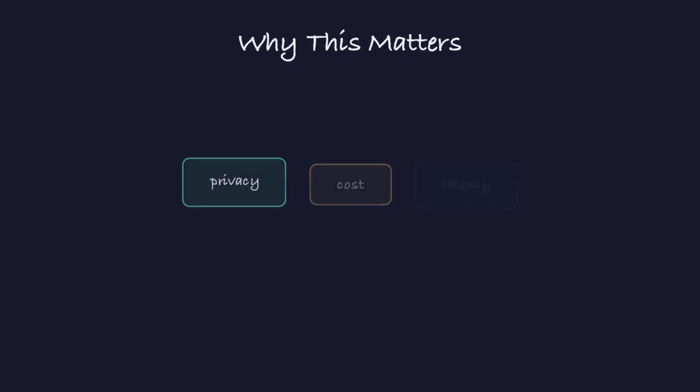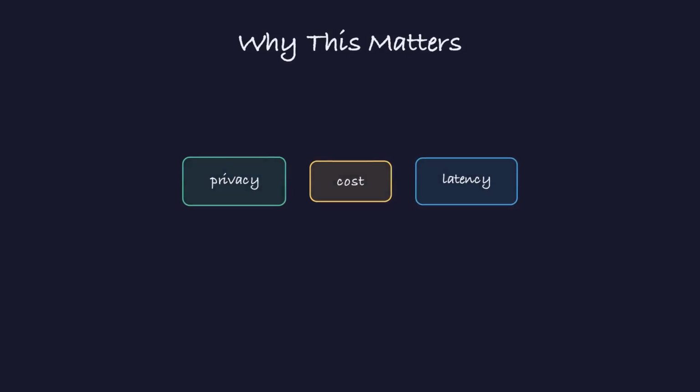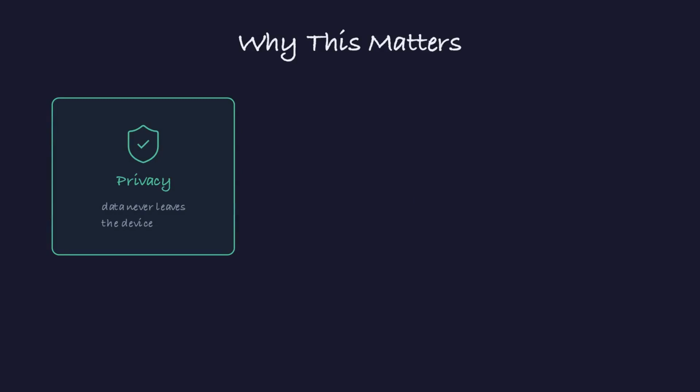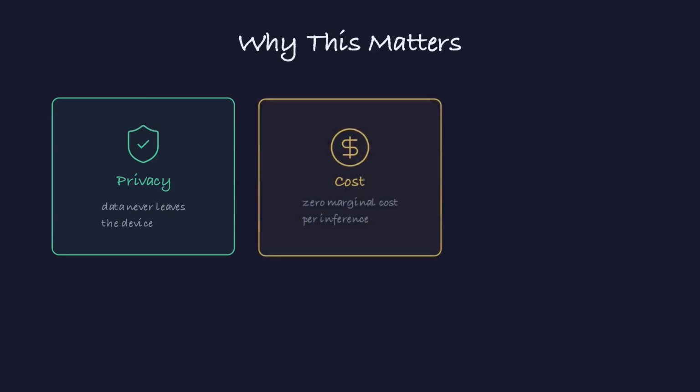Zoom out. Why does running AI in the browser actually matter? 3 reasons: privacy, cost, and latency. Privacy. Inference runs locally, so your user's data never hits a server. For healthcare, legal, and note-taking apps, that's the answer. Cost. Every cloud AI call costs money. On-device inference has zero marginal cost. Once the model is cached, every run is free.